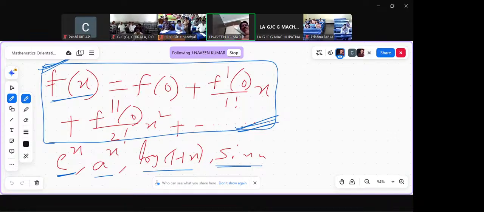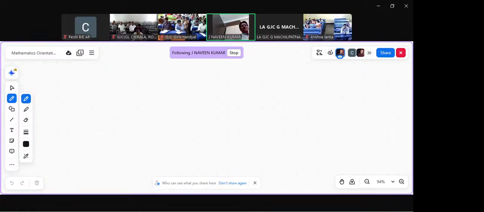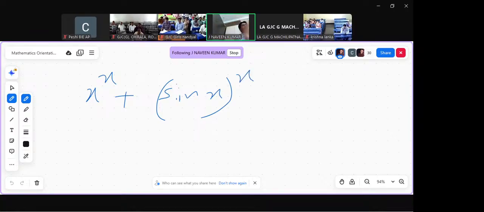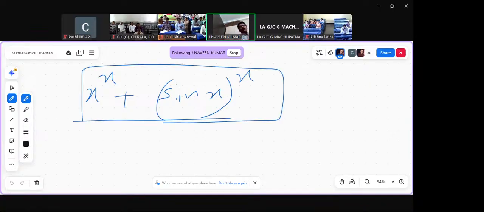Next, I'm going to explain some shortcuts related to the chapter of differentiation. For example, generally in our intermediate textbook we have 7 mark sums. Find the derivative of x power x plus sin x, whole to the power of x. So this is a 7 marks essay question for us.